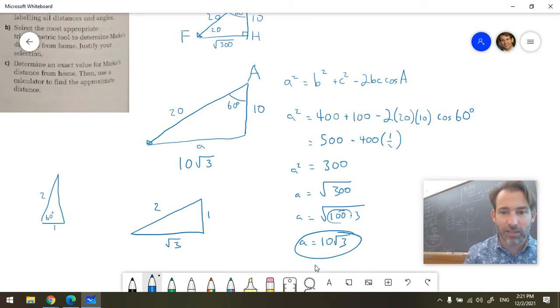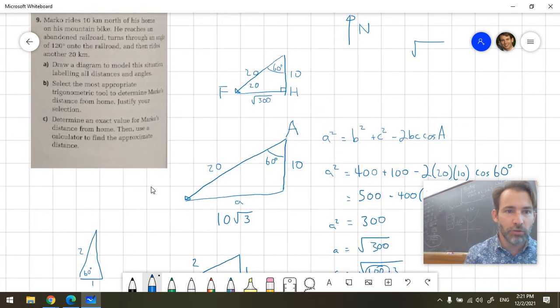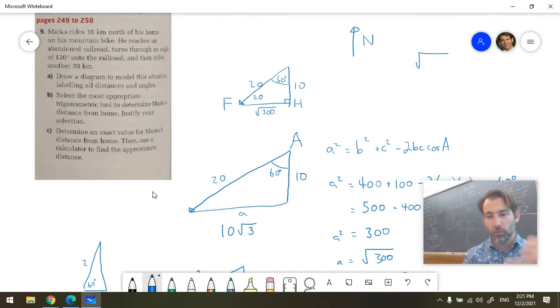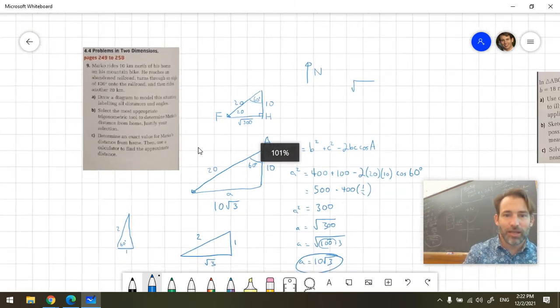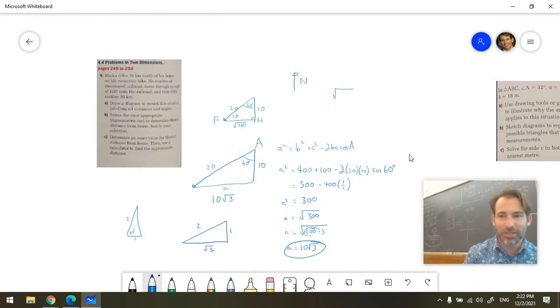So that is an exact expression for his distance from home, 10 root 3 kilometers. So when his mother calls and says, "Where are you?" you say, "Well, I'm 10 root 3 kilometers away from home. And cosine law, well, actually, cosine law. And I recognize that's a special triangle, Mom. So I am due west by 10 root 3 kilometers." Okay, so that's how that type of problem works.